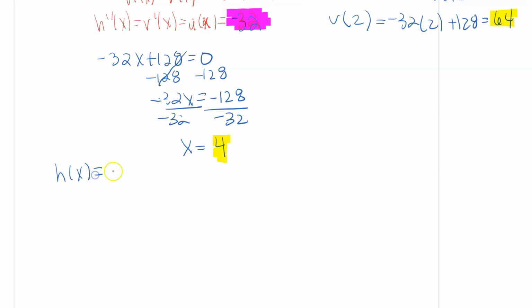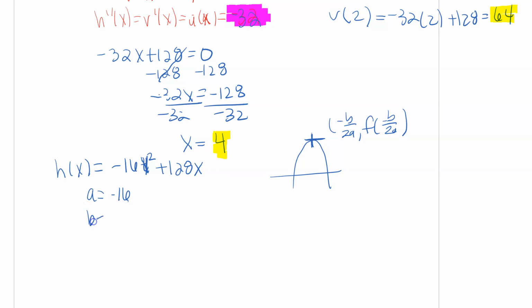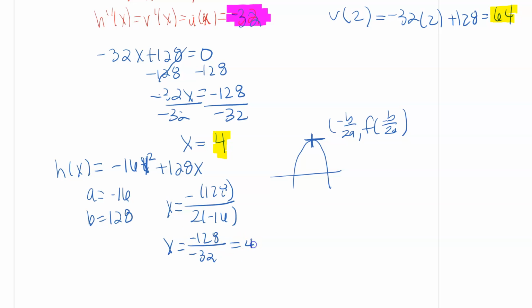h of x was equal to negative 16x squared plus 128x. Now this is going to go back to your algebra days. If we have our function and we want to know what's the highest it goes, that is the vertex of your parabola. Remember, that is negative b over 2a, f of negative b over 2a. So a is equal to negative 16, b is equal to 128. So x is equal to negative b, which is negative 128, over 2 times a, negative 16. That gives me negative 128 over negative 32, which is just 4.